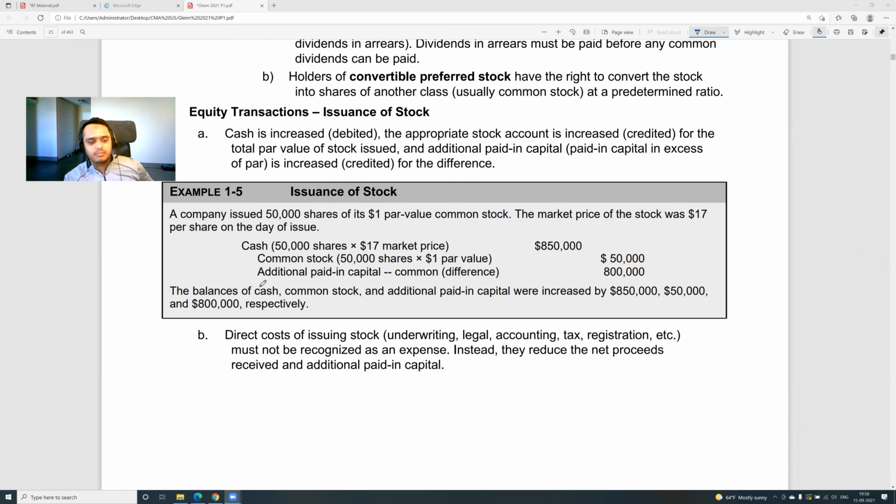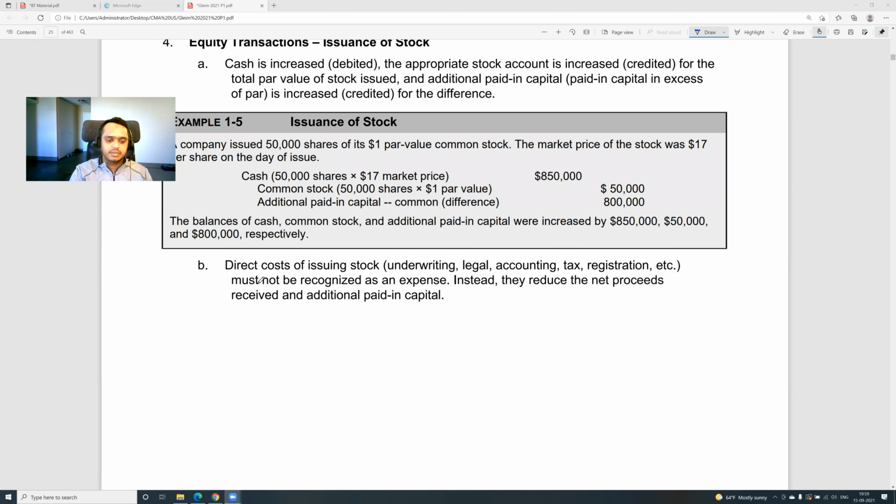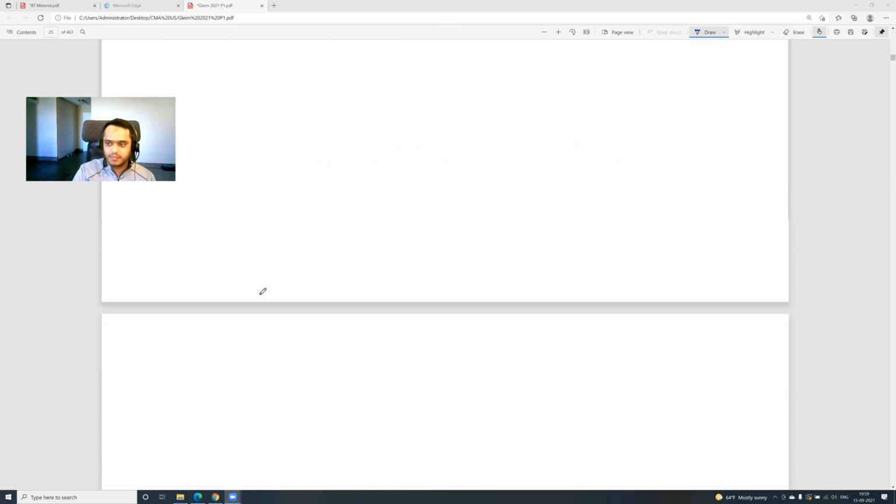Okay. Balances of cash, common stock, and additional paid in capital were increased by 850,000, 50,000 and 800,000 respectively. Direct cost of issuing stock, underwriting, legal, accounting, tax must not be recognized as an expense. Instead, they reduce the net proceeds received and additional paid in capital. This will happen when an issuance of stock is happening.